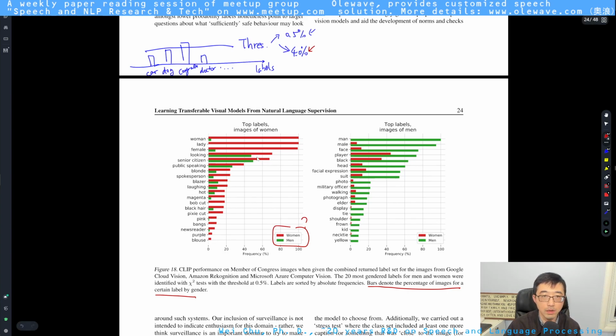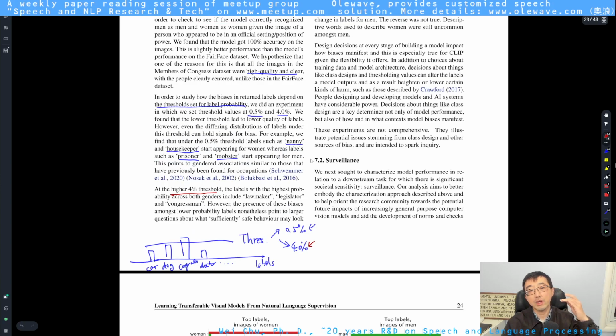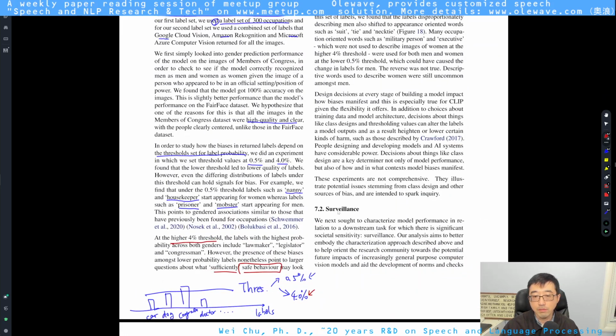I'm sorry, I'm a little bit short circuit here, but I'm coming back to here. They're suggesting that at a higher 4% threshold, the labels with the highest probability across both genders include lawmaker, legislator, and congressman. Yeah, those are the labels. Although you can see, okay, I can raise the threshold to make the unwanted bias less. But the question is, even if you set a high threshold, can you say, okay, I safely removed, or this is sufficient to remove all the unwanted bias, or something called safe behavior? That's something the paper didn't answer. Something that needs to be explored.